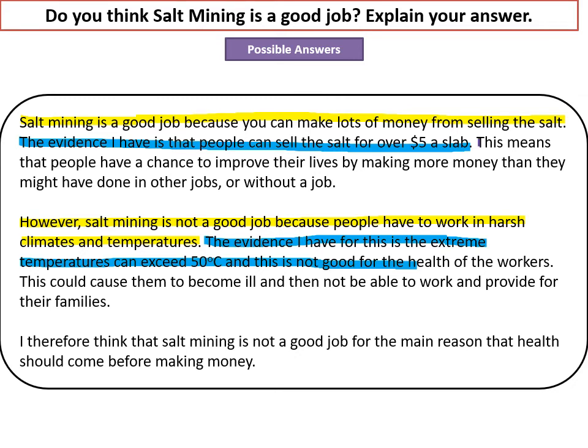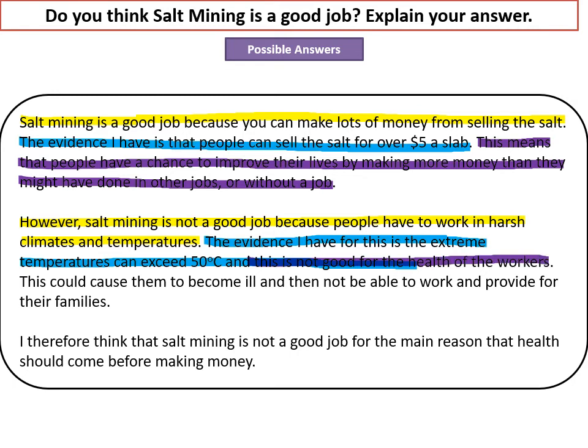So let's look at the top again. This means that people have a chance to improve their lives by making more money than they might have done in other jobs or without a job. The explanation here is really, this is not good for the health of the workers. This could cause them to become ill and then not be able to work and provide for their families. So we've got 2 sides to this story. We then move to the final opinion.